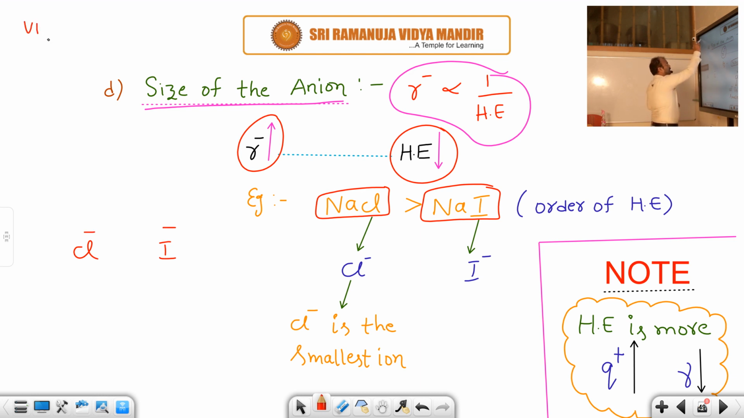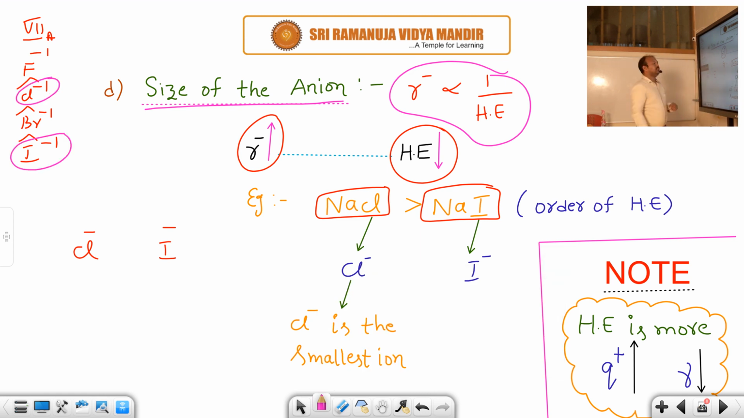From top to bottom along the group in the 7th group elements, fluorine, chlorine, bromine, iodine, these always form a minus 1 charge. You know that. From top to bottom along the group, what will happen? Anion size increases. Am I correct or not? Chlorine and iodine, which has more size? Top to bottom along the group, size increases. So this is chlorine, this is iodine, which has a large size.